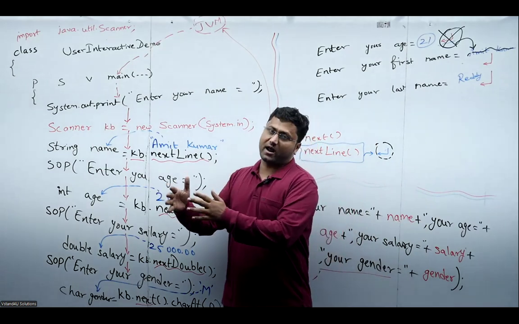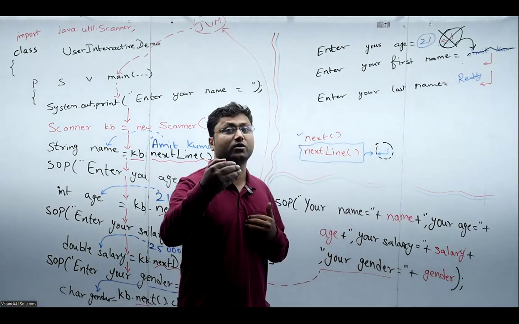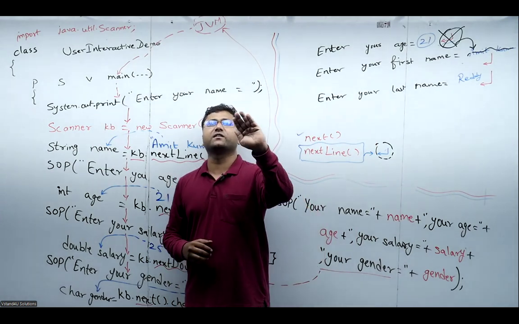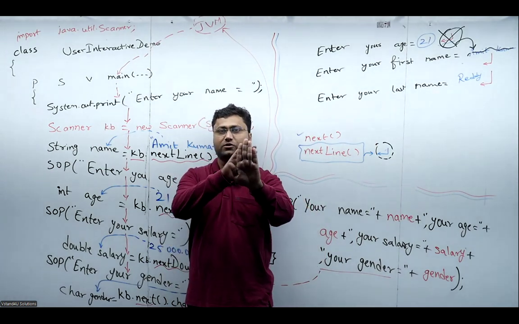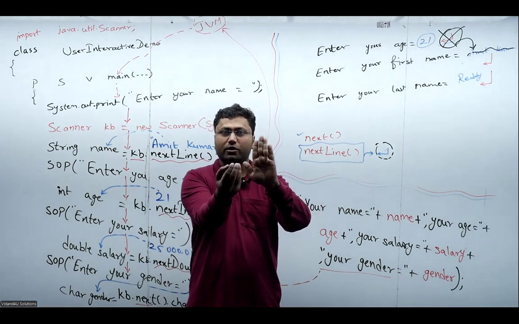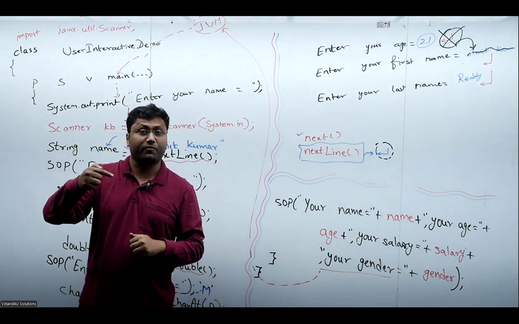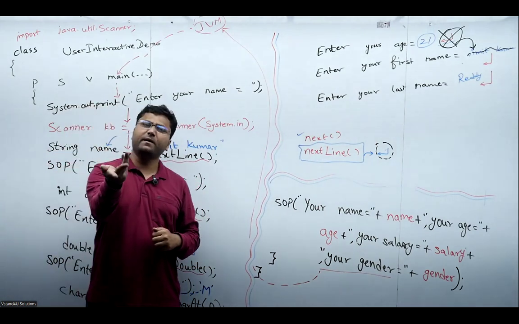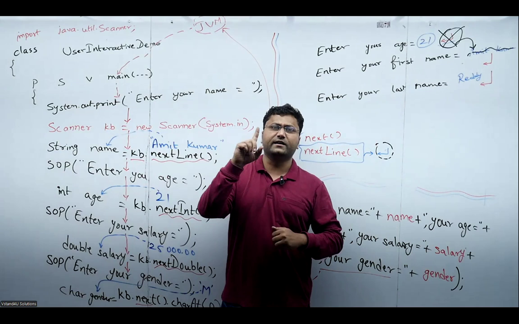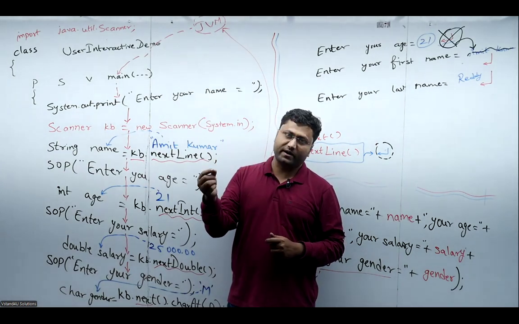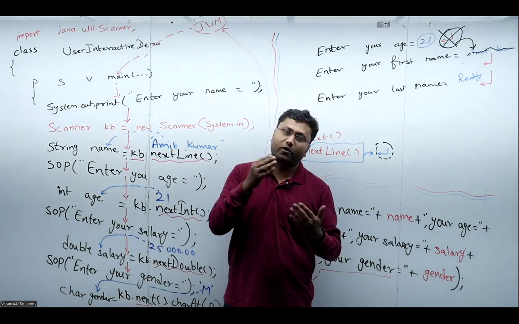User interactive programming, where I'm expecting the user to give some data based on the instruction I'm giving. I repeat, I will be giving some instruction to the end user on the console. Based on the instructions, the user is supposed to provide data to me. For this, different types of data, different types of methods are there. Say int. For integer data, I have next int. For byte data, I have next byte. For short data, I have next short. For long data, I have next long.